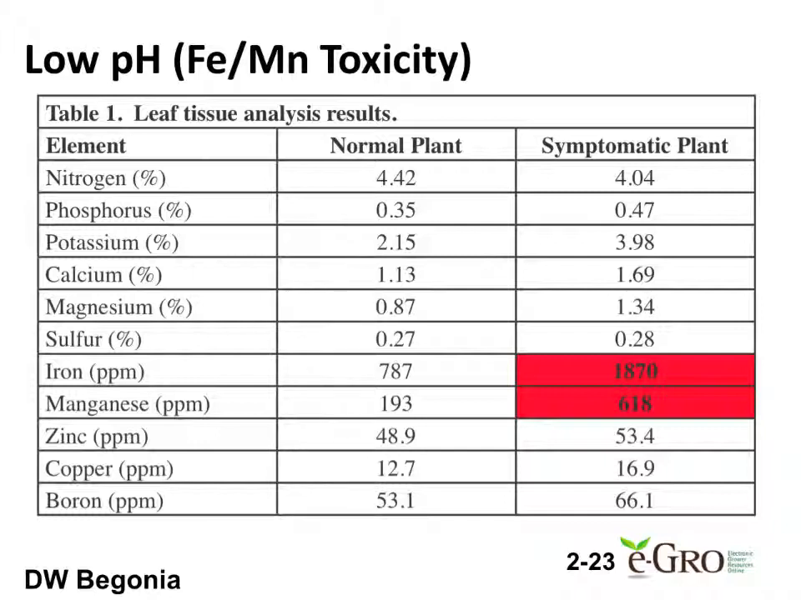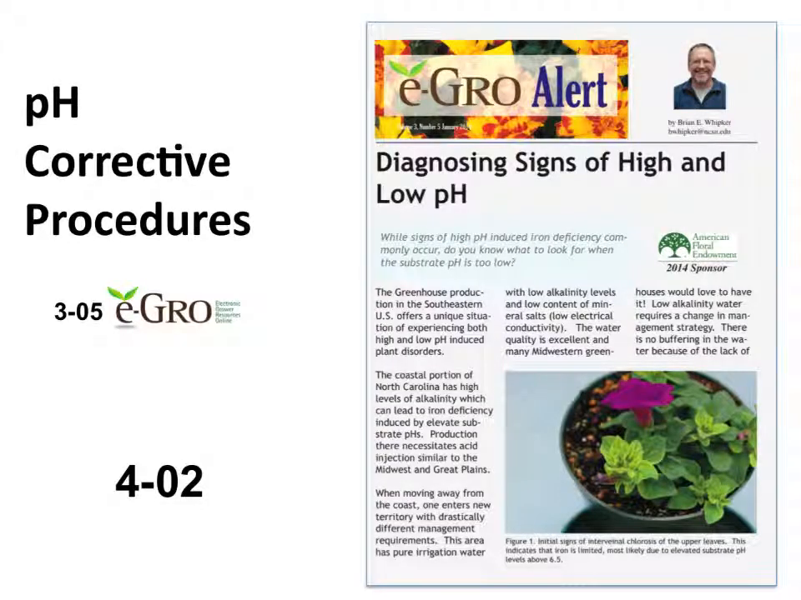So we confirmed it both from a pH test, that gives a good indication, and then the real test here is doing the tissue, which confirms the diagnosis. And we covered that a little more in detail in 2.23 if you want to look at this problem further on your own. Now, I'm not going to go into corrective procedures, but we do have a handout on the e-GRO website. Last year, in 2014, I ran 3.05 as corrective procedures.